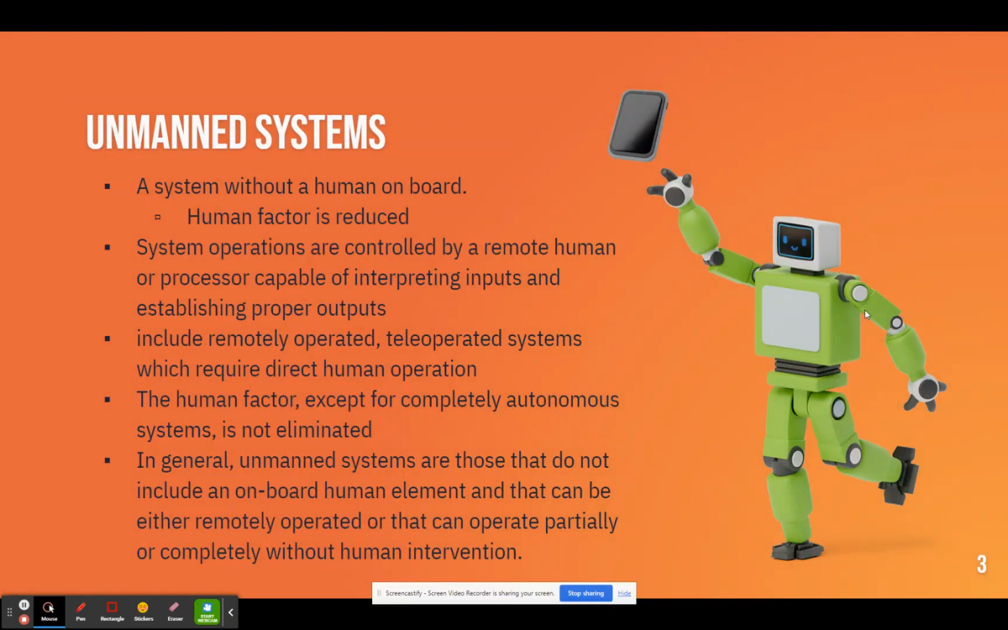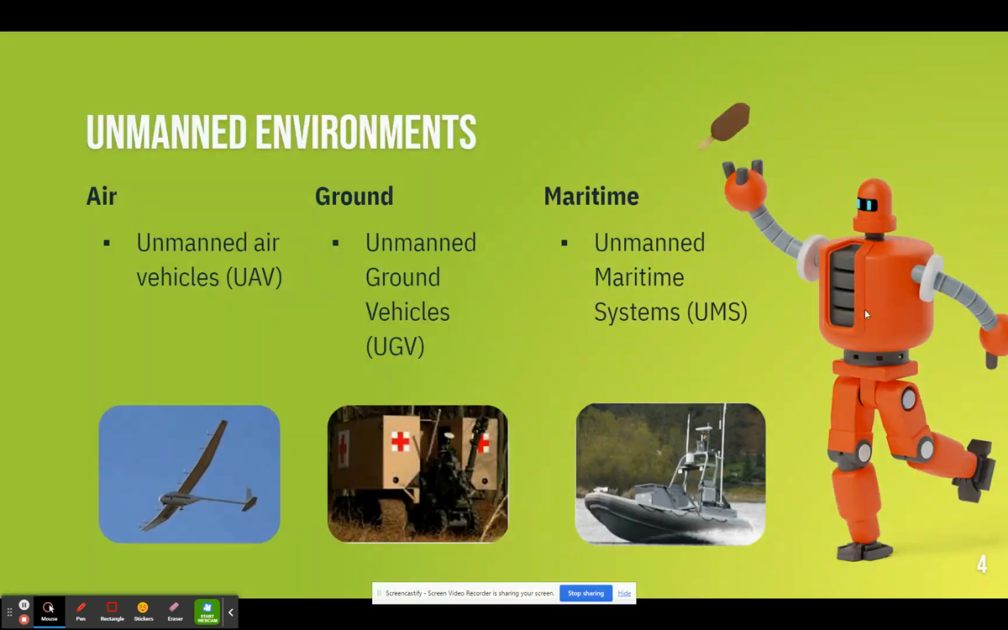Obviously, an unmanned system is a system without a human on board, so the human factor is reduced significantly. System operations are controlled by a remote human or a processor that is capable of interpreting inputs and establishing proper outputs. So these are not necessarily fully autonomous devices. They can also include remotely operated, teleoperated systems which require direct human operation. Except for completely autonomous systems, the human factor is not fully eliminated. In general, unmanned systems are those that do not include an on-board human, so they can either be partially remotely operated or completely autonomous without human intervention.